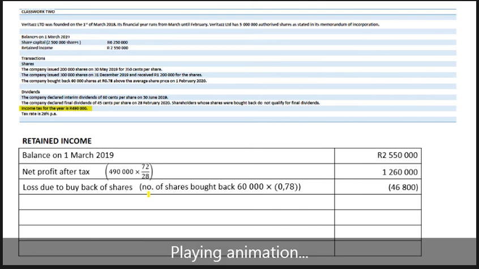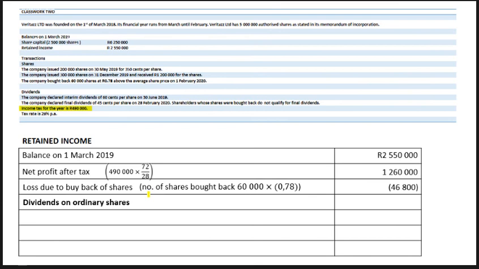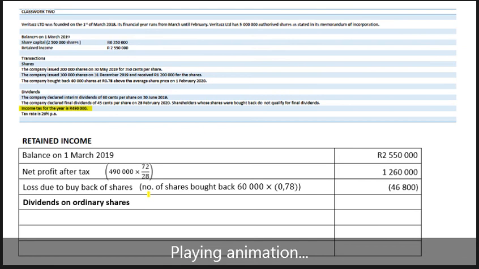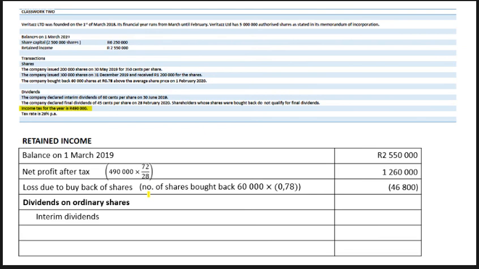The next thing will be dividends on ordinary shares. What did I say dividends on ordinary shares is? What is dividends on ordinary shares? What is it, guys? Which dividends will those be? It is interim and final. So that's what we're going to do. We're going to take your interim dividends. Interim dividends, we declare them and we pay them during the year.